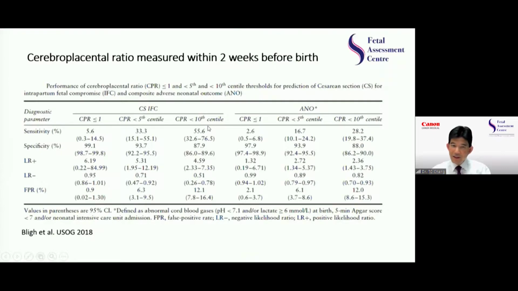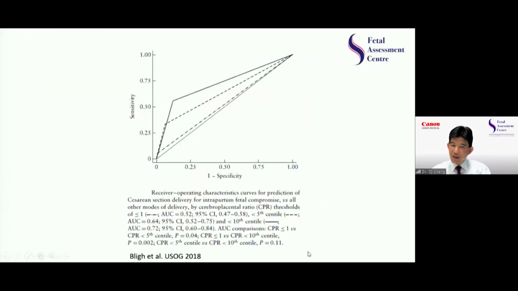So you can see that the obstetric literature is a little bit divided as to what centile should be used for defining cerebral sparing that leads to delivery. This is another ROC curve in the same paper by Bly that shows that the highest ROC, the curve nearest the y-axis here, is using the 10th centile as the cutoff.